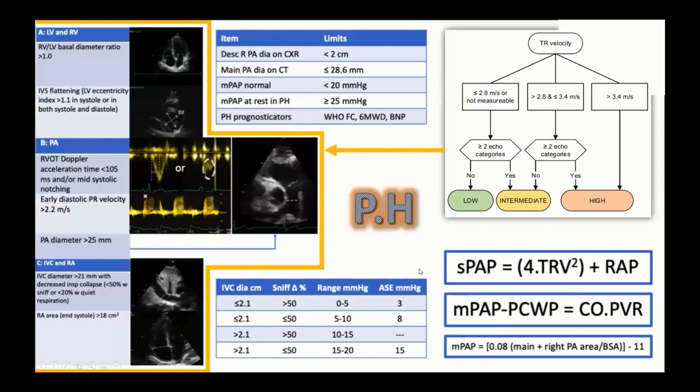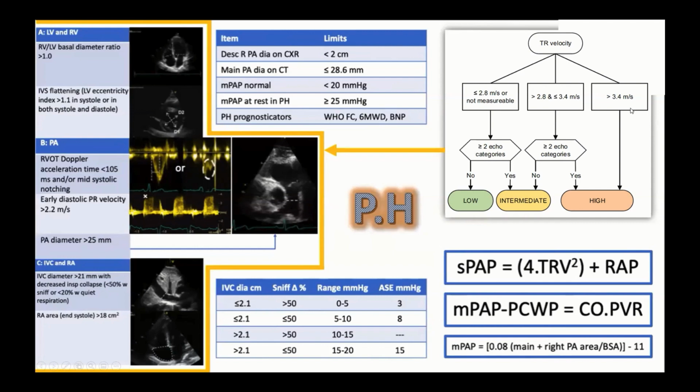Okay. So final slide here, if you want to take a picture, this is everything we talked about. This is a description of how to approach pulmonary hypertension patients. You first look at the TR velocity. If it's less than 2.8 and you don't get 2 of these, then you're in the low risk group.